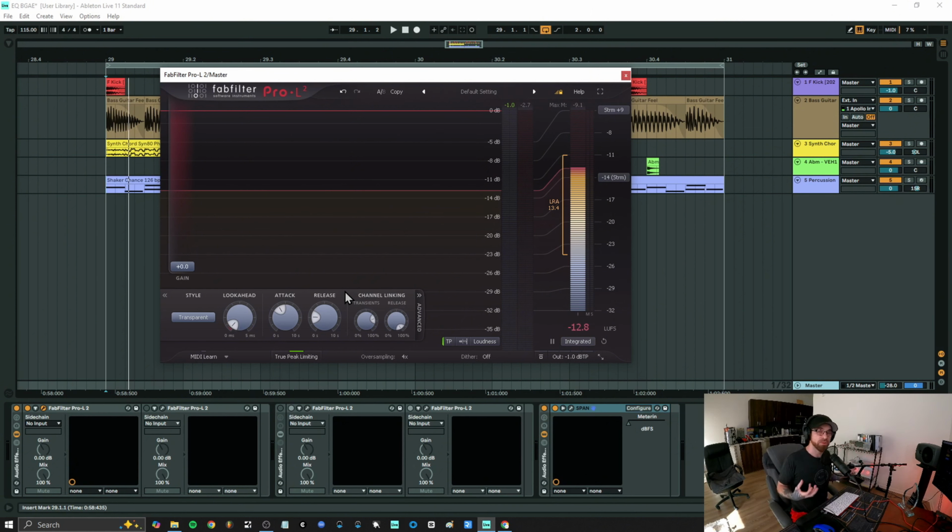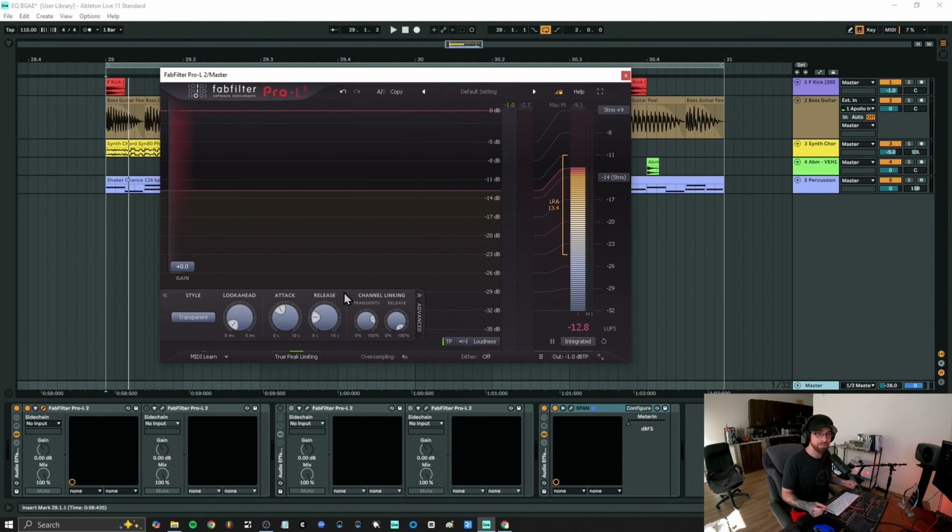Now, when they're 100% linked, it doesn't matter which channel is louder, both channels will be treated equally. Now, when you completely unlink them, then your left channel and your right channel are limited independently. They act as their own individual channels, almost as if you had two limiters. Now, you might ask, when would you want to link your channels versus unlink your channels?